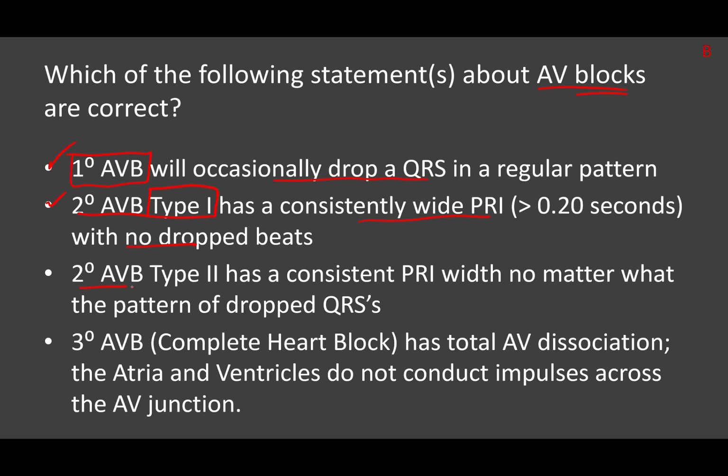Second degree Type II has a consistent PRI, which is correct, no matter what pattern of dropped beats. So that one is actually correct, because second degree Type II has dropped beats with a consistent PRI. Last but not least, third degree AVB has total AV dissociation. That's accurate. Atria and ventricles do not conduct impulses across the AV junction. So on this one, I would say that your third and fourth options, those two are accurate statements.